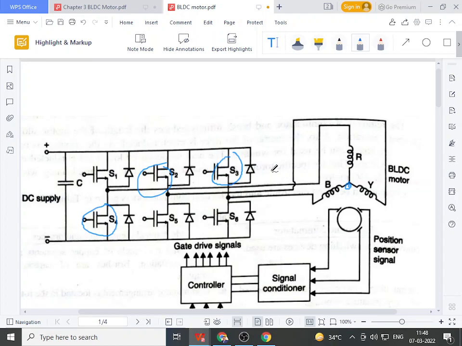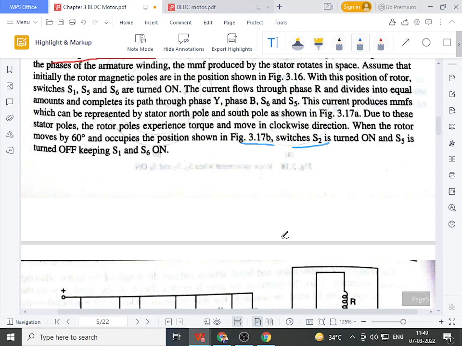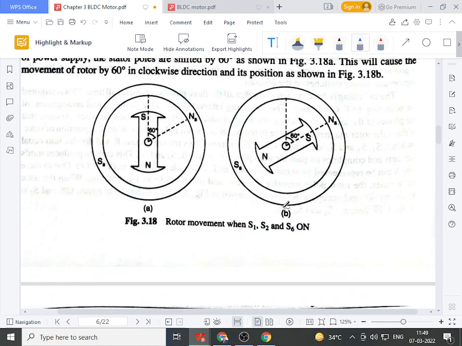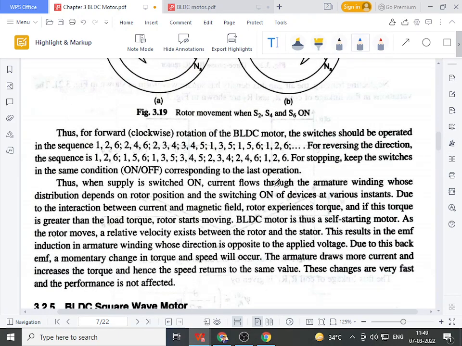If we have to reverse the direction of rotation for this BLDC motor, then simply we have to reverse the switching sequence. So let's see how this switching sequence works. Whatever switching sequence we have discussed for forward or clockwise direction is 156, then 126. After 126, the next one is 246. After that 234.